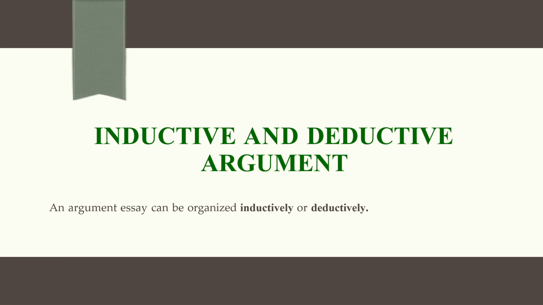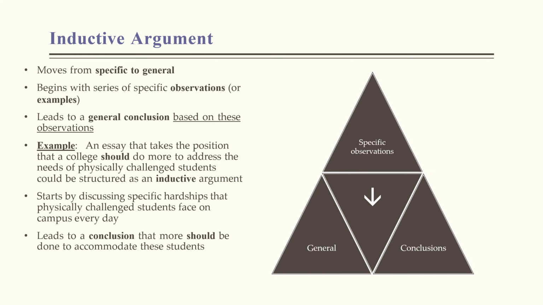We have inductive and deductive arguments. So an argumentative essay can be organized either inductively or deductively. Inductive means you're moving from specific to a general thing. So you are looking at something and you are saying, oh, I notice this is true, so it must apply to everything else. So, for example, I notice that birds have wings and they fly, right?